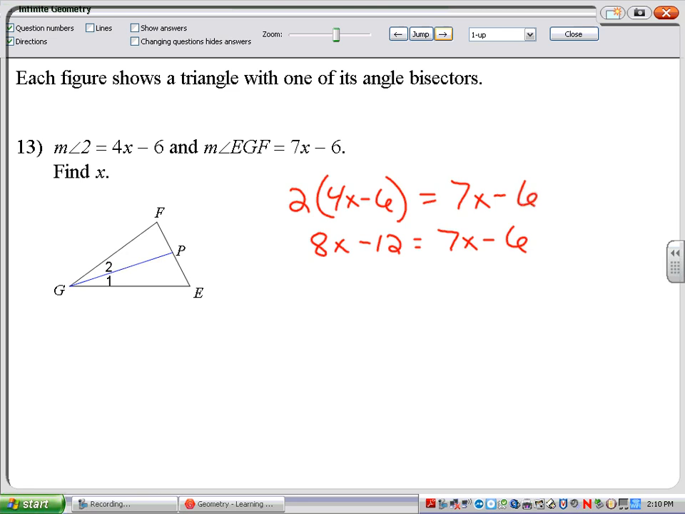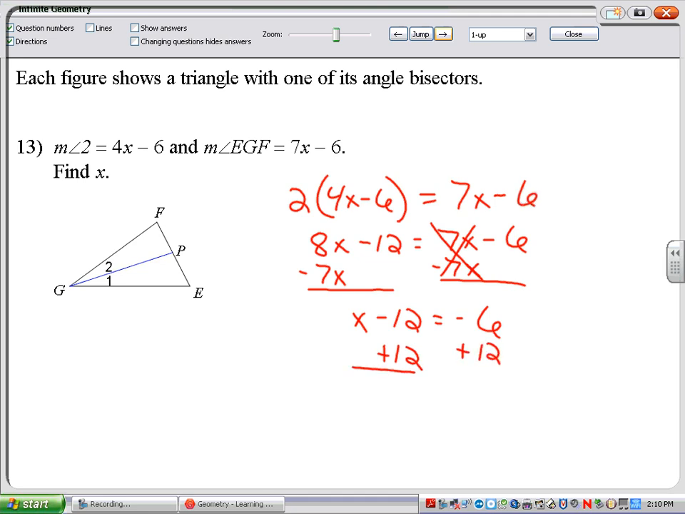Let's juggle some things. I would say subtract 7x from both sides to get 1x minus 12 is negative 6. Add 12 to both sides. And you get, what's that, negative 6 and 12 make a positive 6. So the answer to 13 is positive 6.